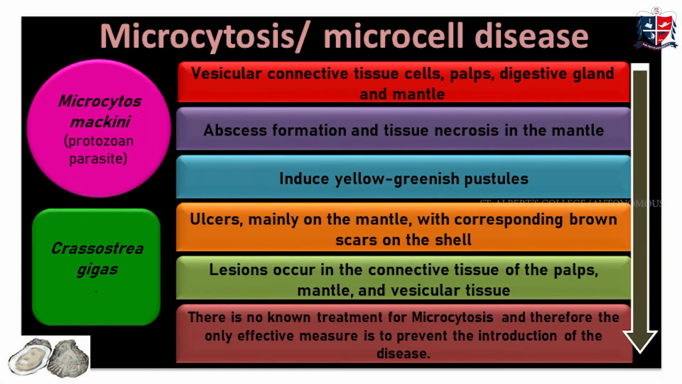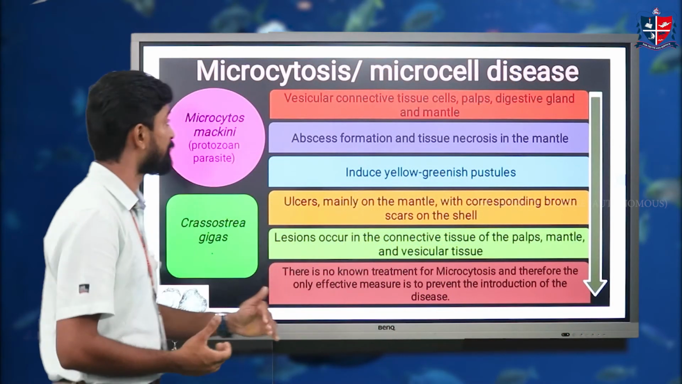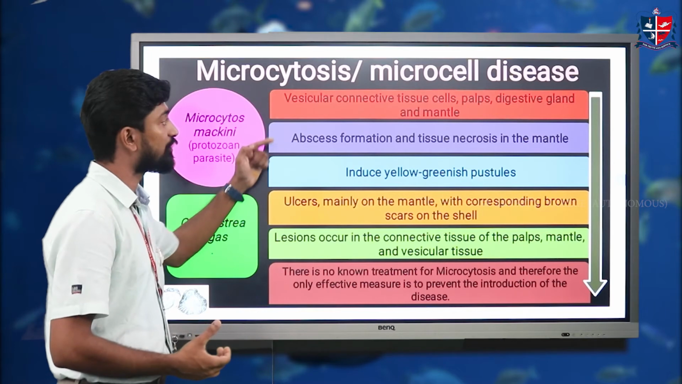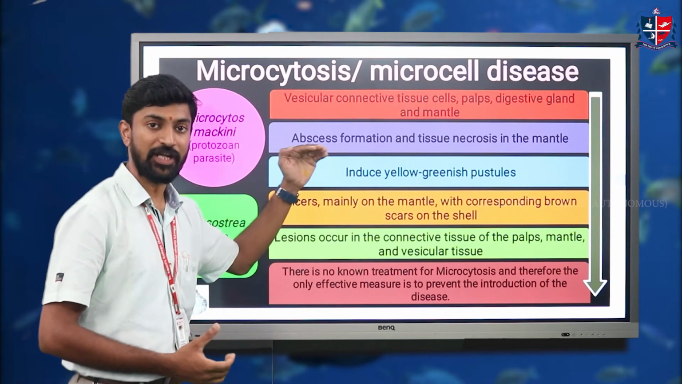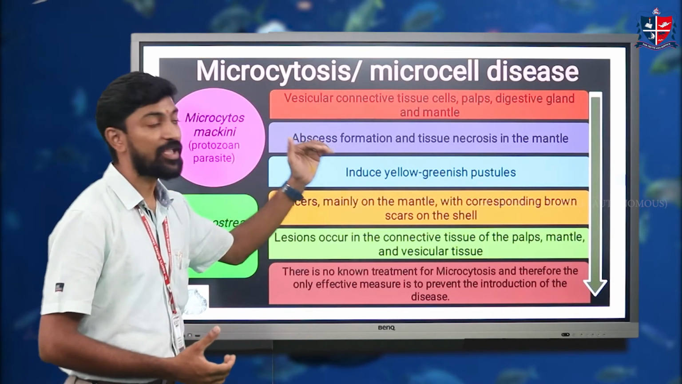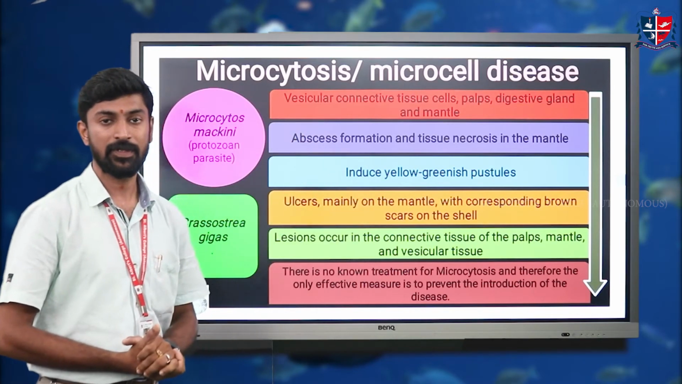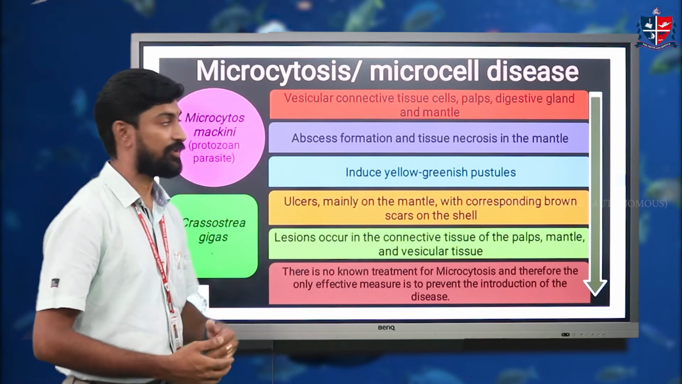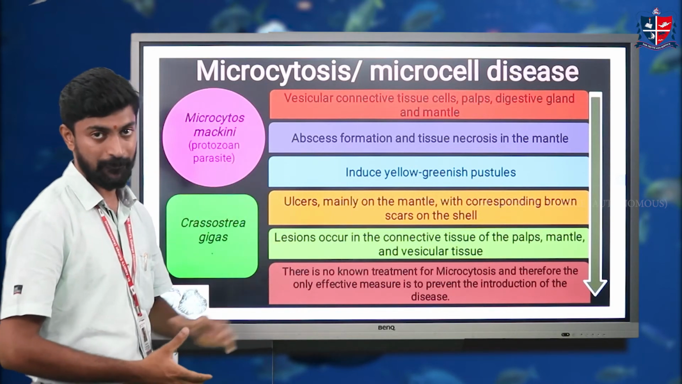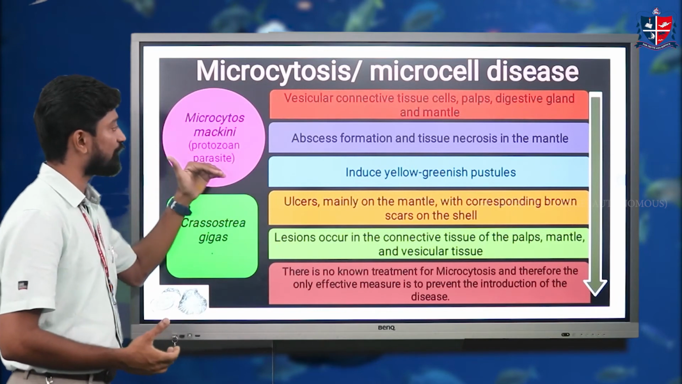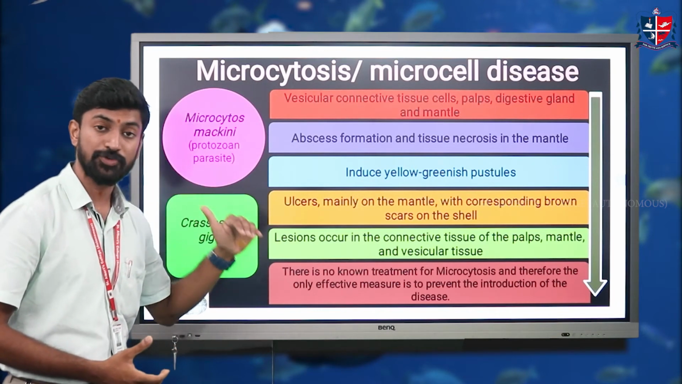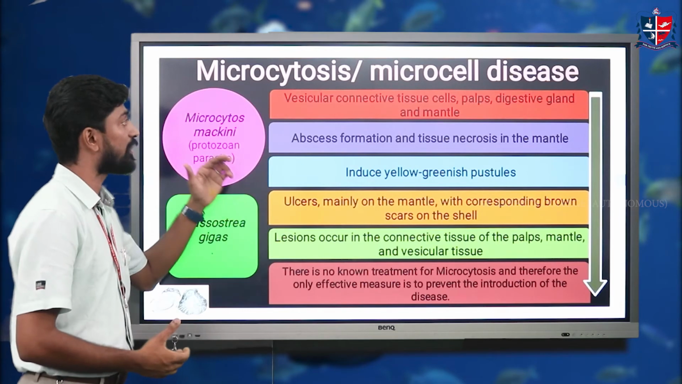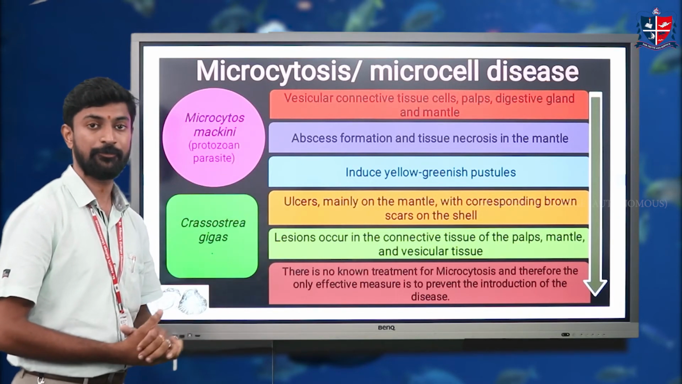Then the next disease, another parasitic protozoan disease of oyster, is microcytosis, or microcell disease. Another major protozoan disease that occurs in oyster is microcytosis. Microcytos mackini is the parasitic protozoan causing microcytosis in oyster.